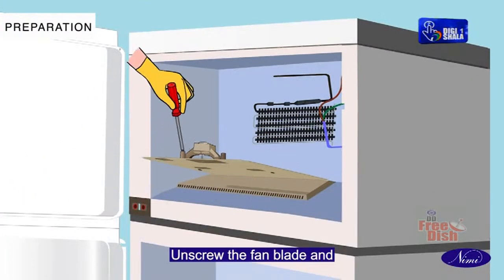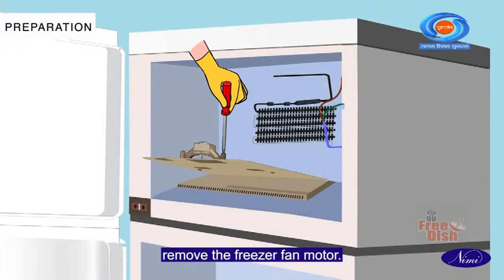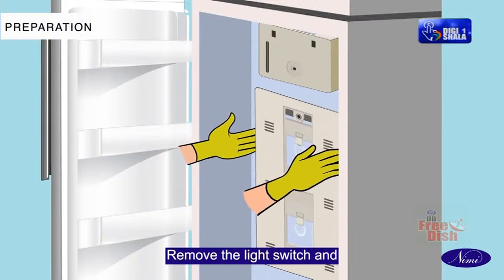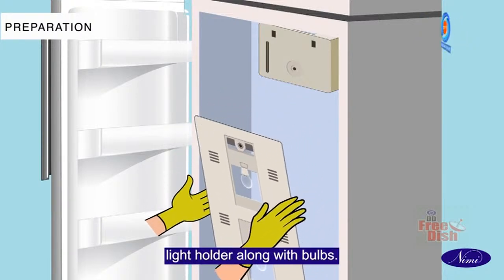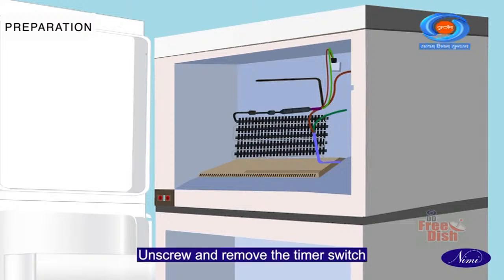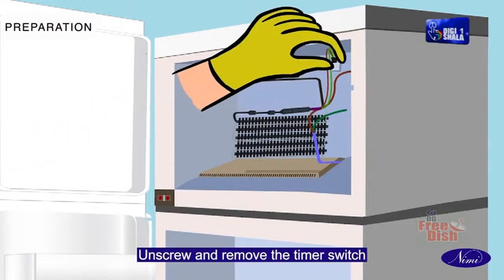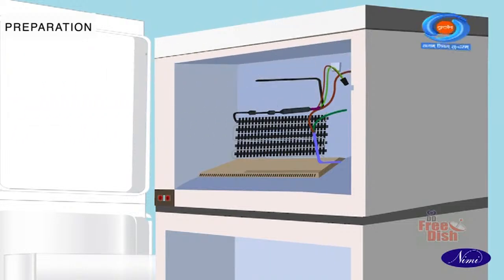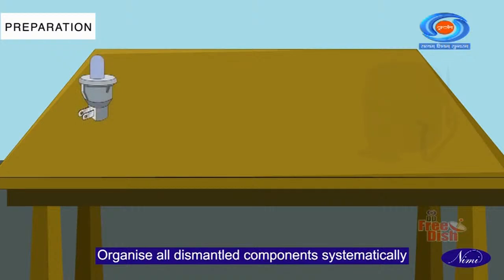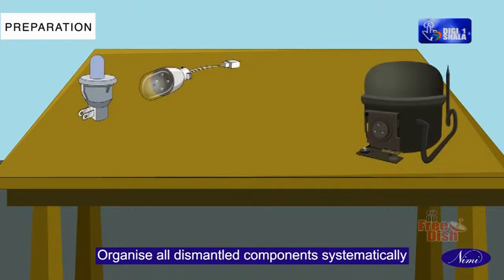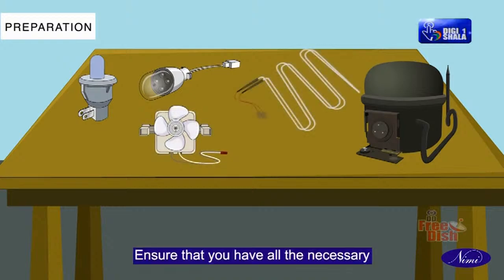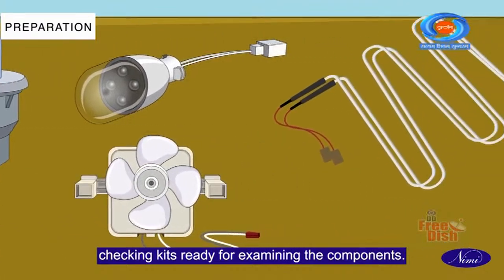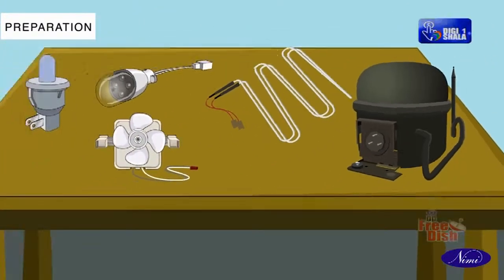Unscrew the fan blade and remove the freezer fan motor. Remove the light switch and light holder along with bulbs. Unscrew and remove the timer switch and strip heater wire only. Organize all dismantled components systematically for the checking process. Ensure that you have all the necessary checking kits ready for examining the components.